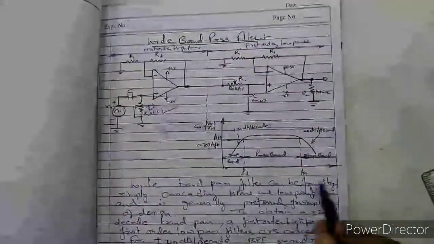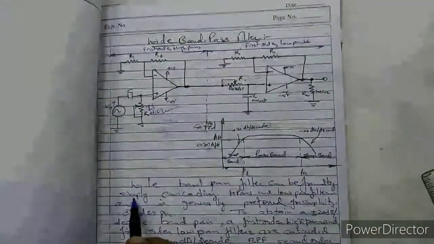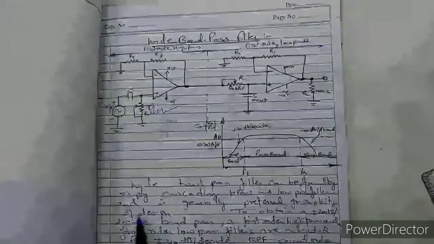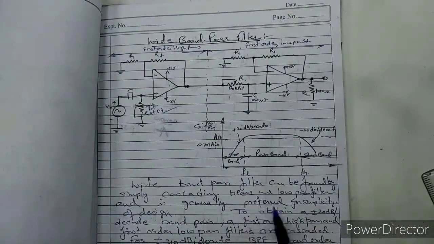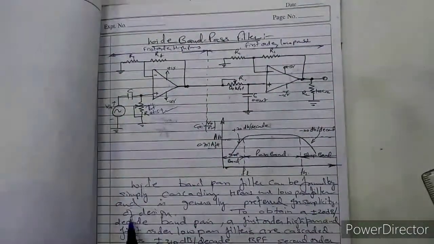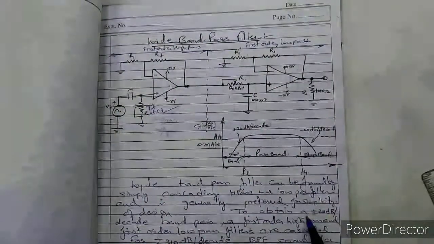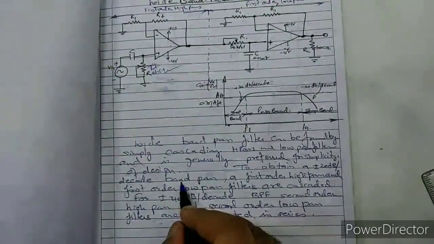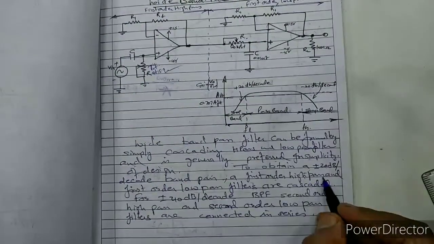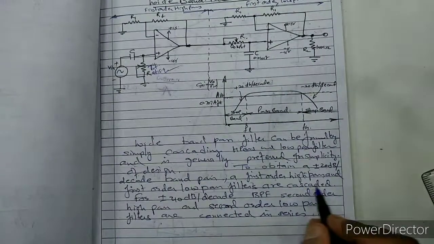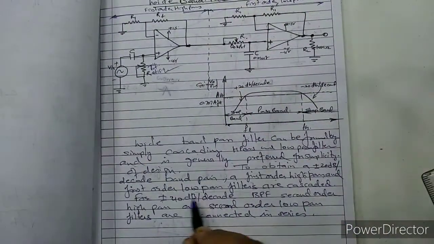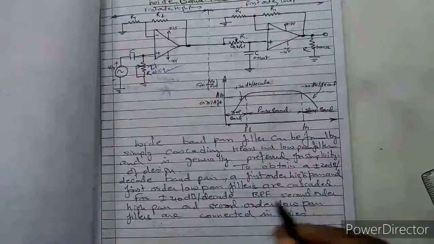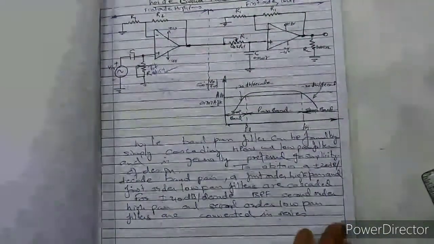Wide band pass filter can be formed by simply cascading a high pass and a low pass filter and is generally preferred for simplicity of design. To obtain plus minus 20 dB per decade band pass, a first order high pass and a first order low pass filter are cascaded. For plus minus 40 dB per decade band pass, second order high pass and second order low pass filters are connected in series.